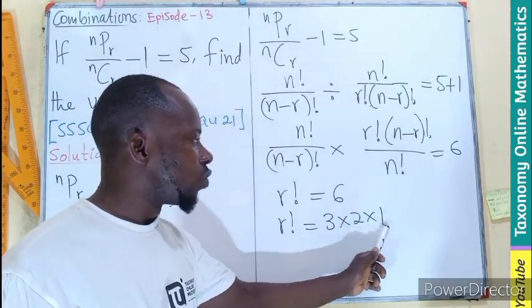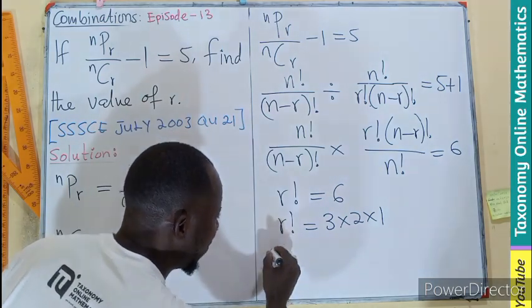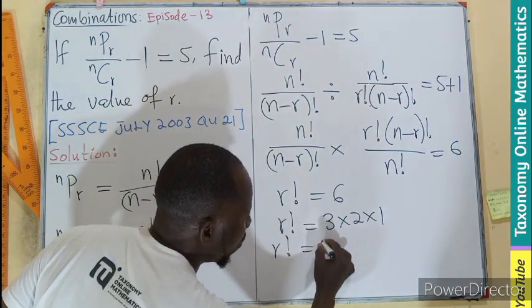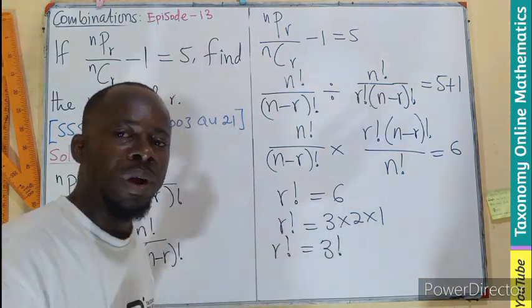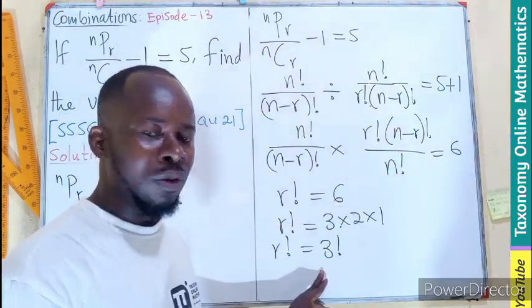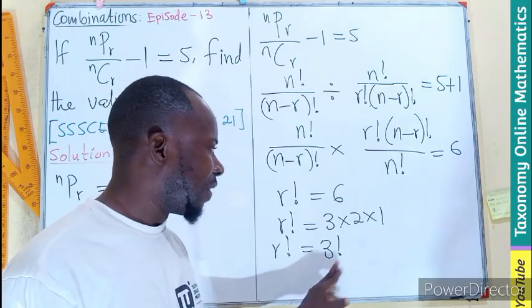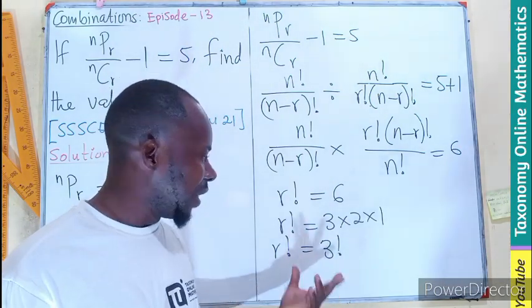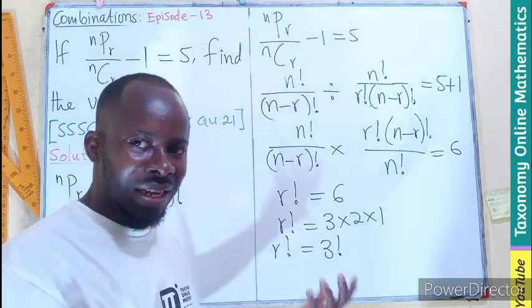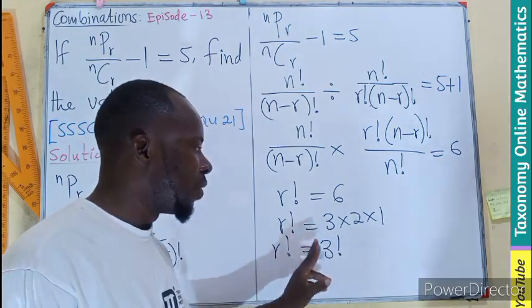So you can see if I have r factorial, that would be 3 times 2 times 1. 3 times 2 times 1 give me back 6. So that simply means that I am having r factorial equals to 3 factorial. What is 3 factorial? It is from 3 multiplied to get to 1, so 3 times 2 times 1. That will give me a 3 factorial. So since they are all factorial, we can easily say that factorial equals to factorial, r equals to 3.